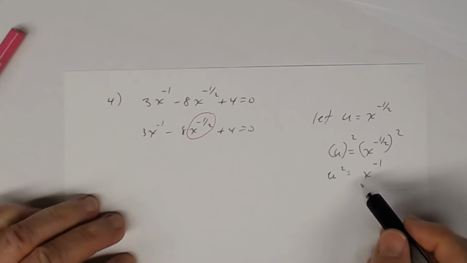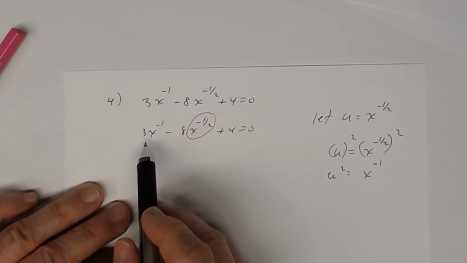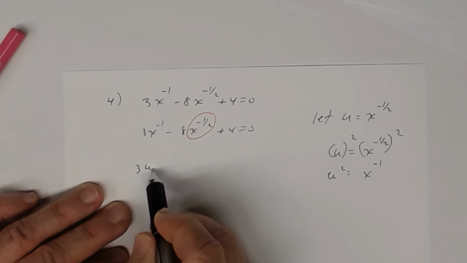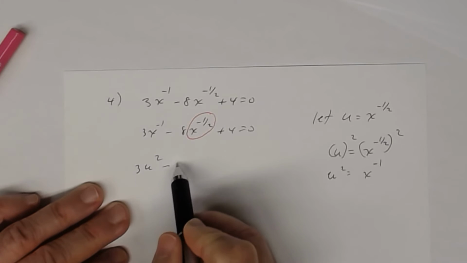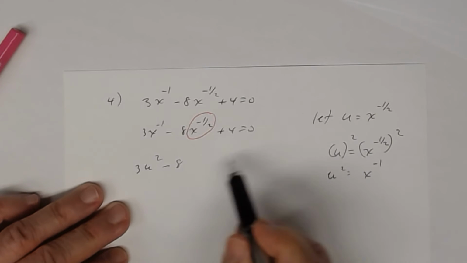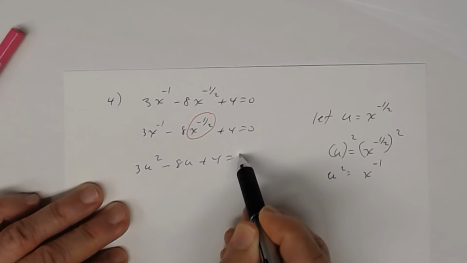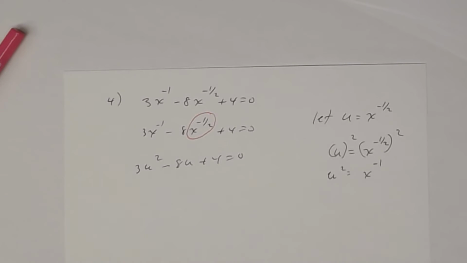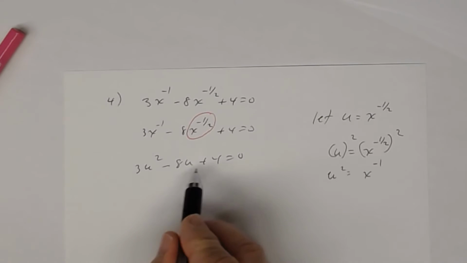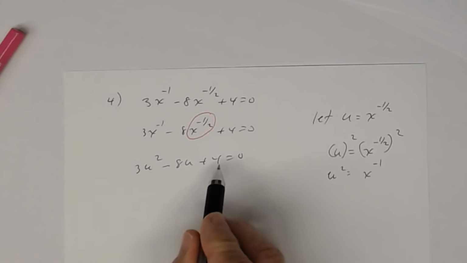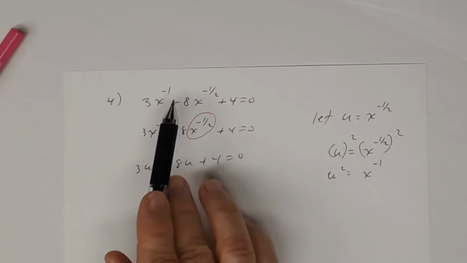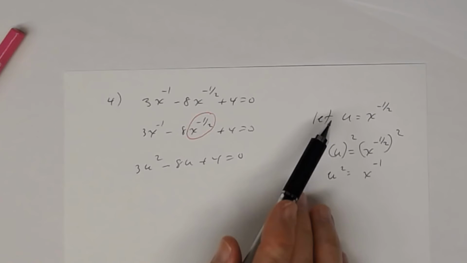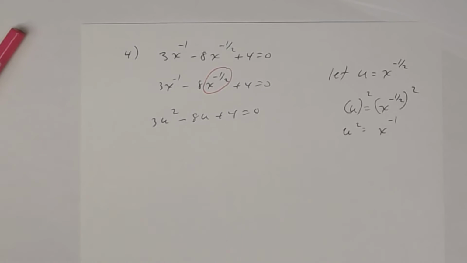All right, and therefore all we have to do is resubstitute. I get 3u squared, because x to the negative 1 is u squared, minus 8u, because x to the negative 1/2 is u, plus 4 equals 0. Now let's factor this. You see this is now quadratic, so I'm going to solve this quadratic equation for the variable u. But remember, we eventually want to solve for x, so I have to come back to this.